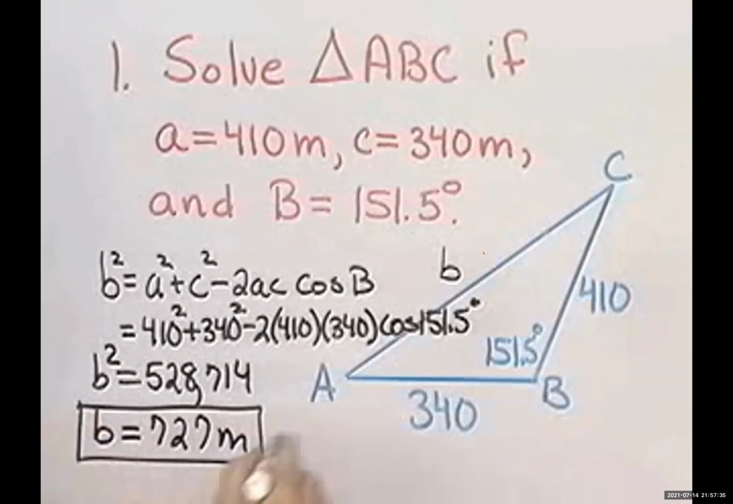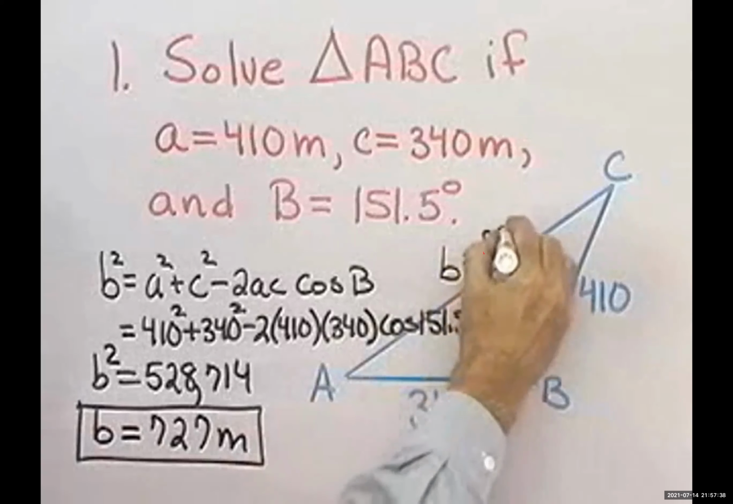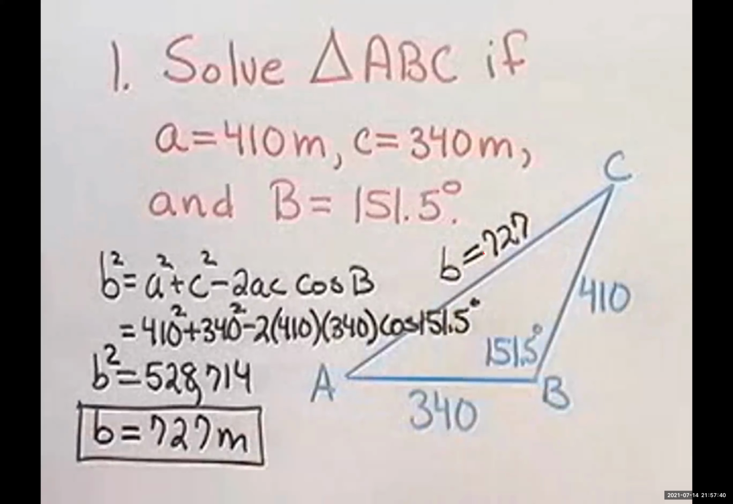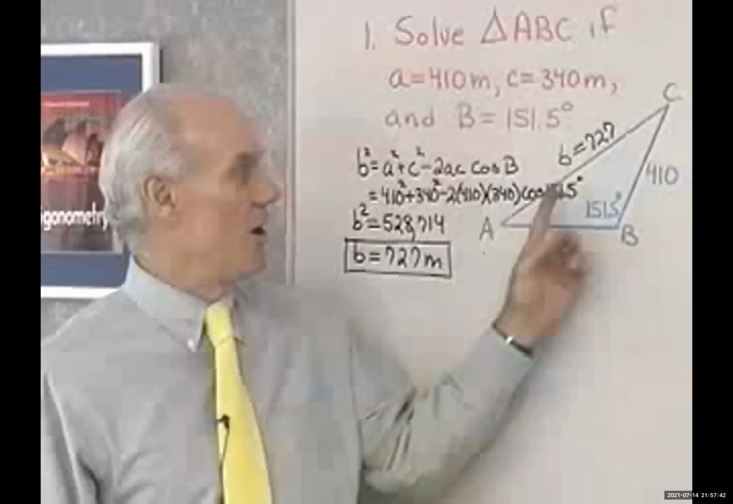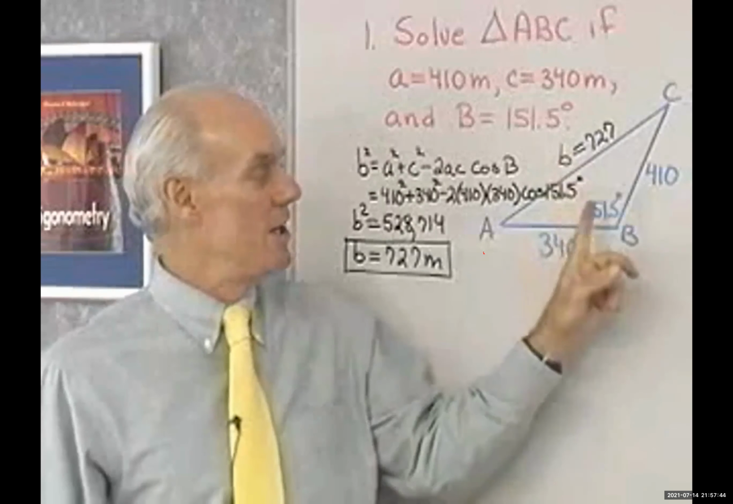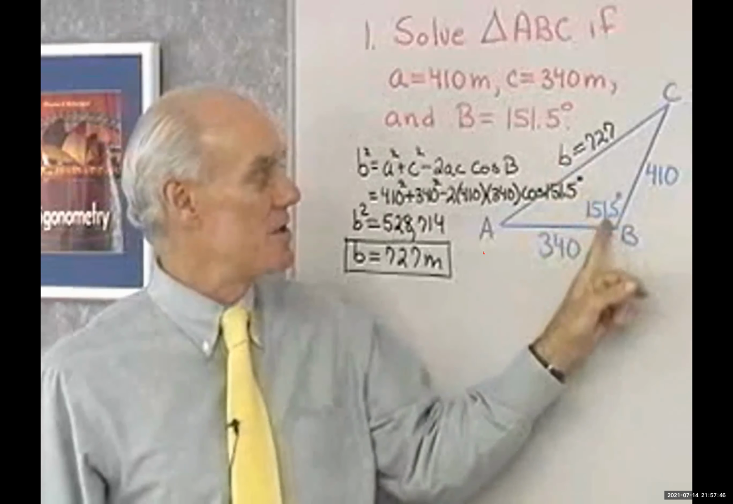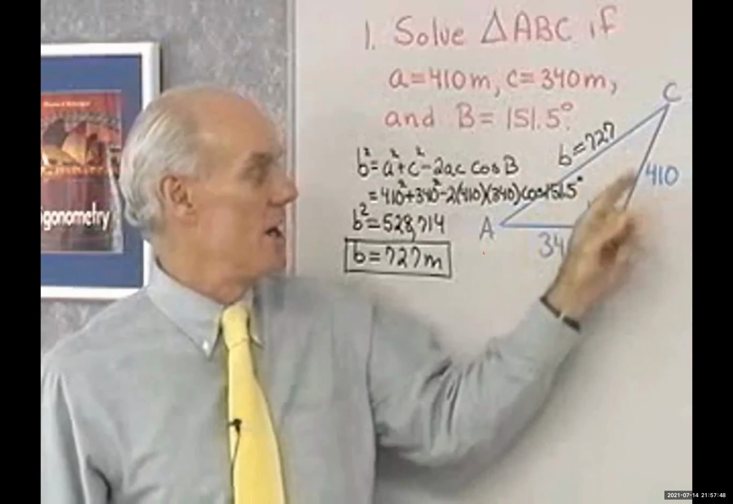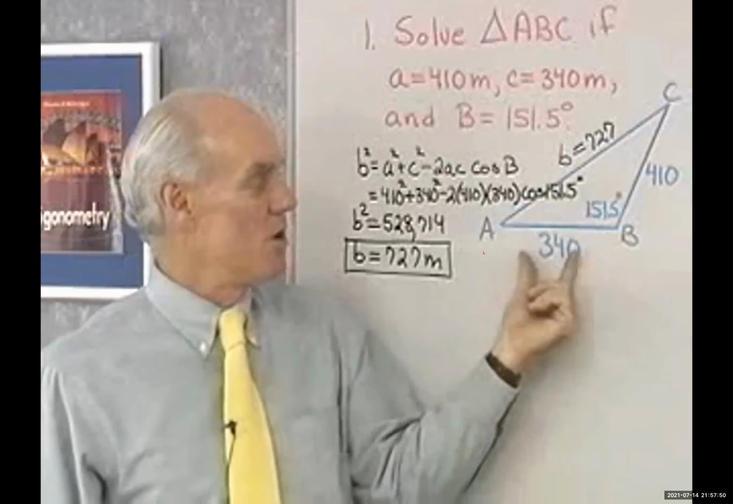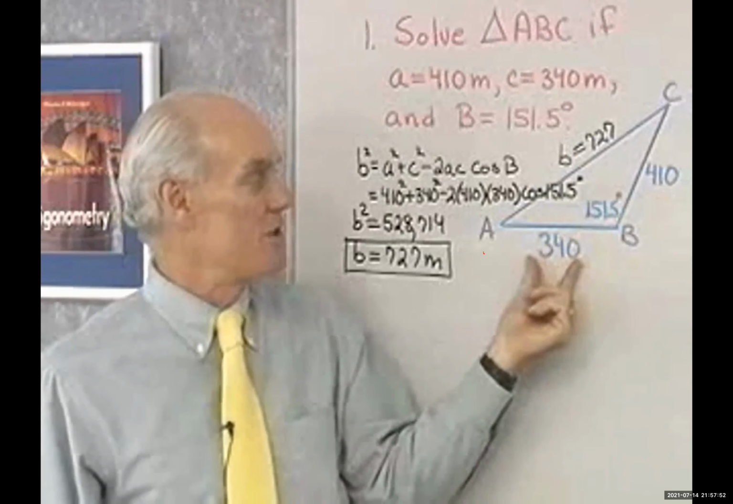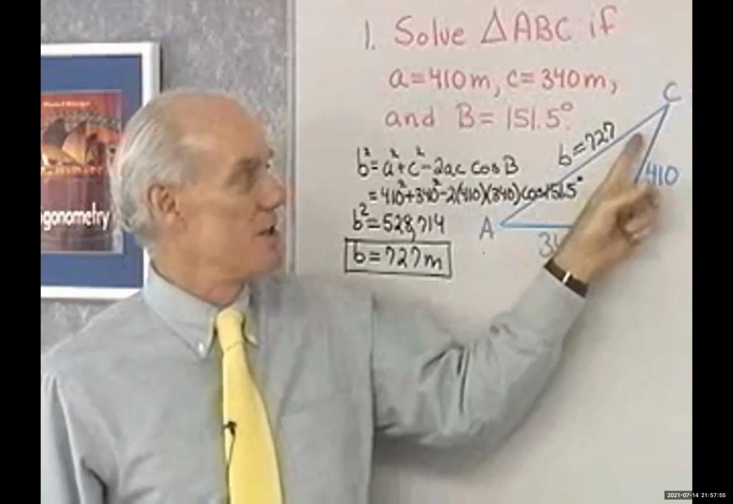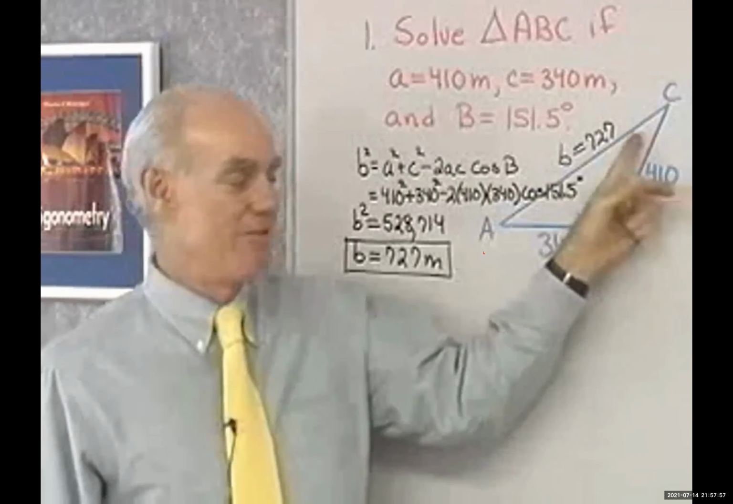So that's side B, 727 meters, using the law of cosines. So I use the law of cosines to solve for side B. Now I have side B, the angle opposite. I can solve for either one of these two angles right here. Since I have a choice of which angle to solve for using the law of sines, let's use the law of sines to solve for angle C first.